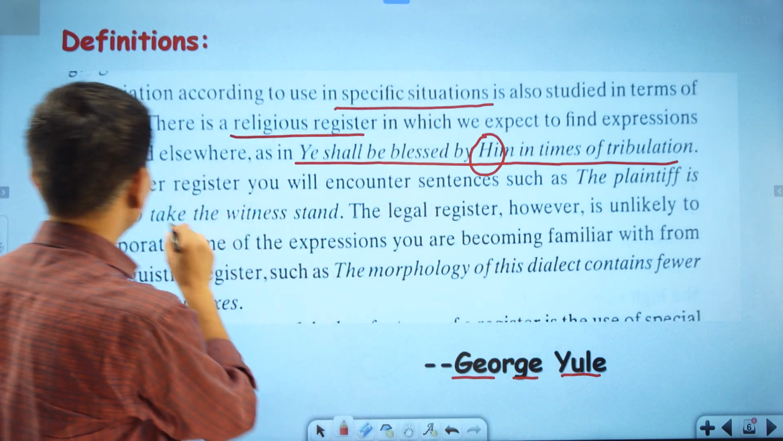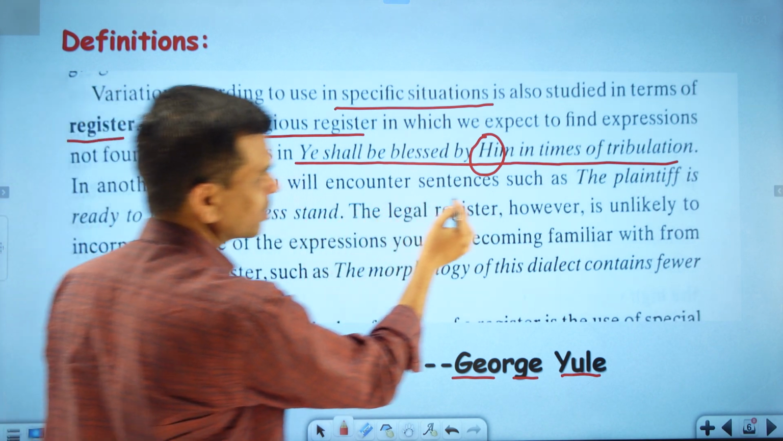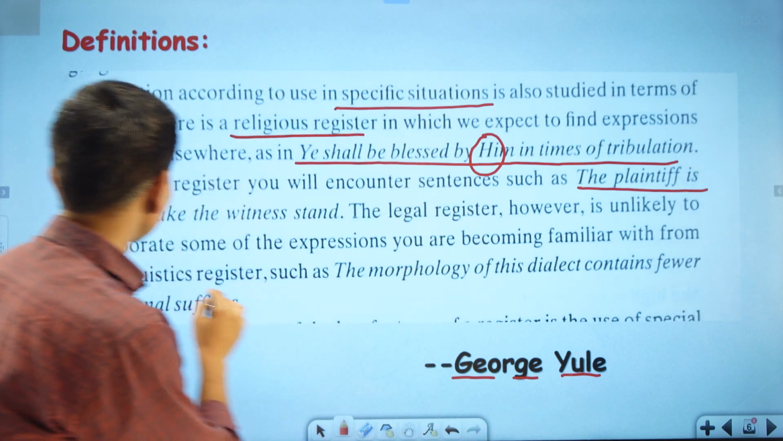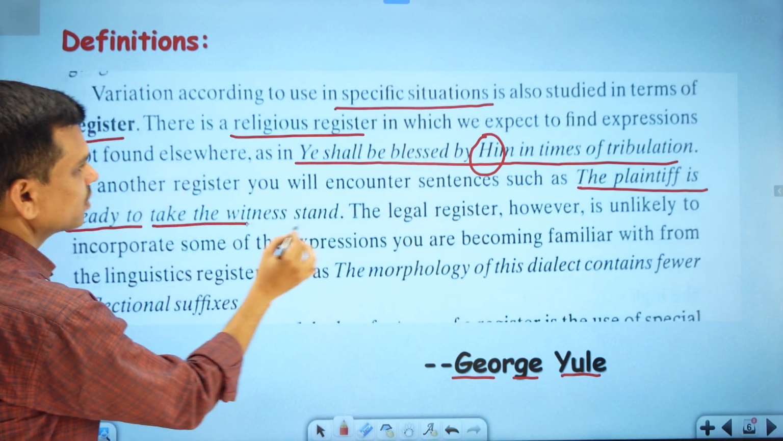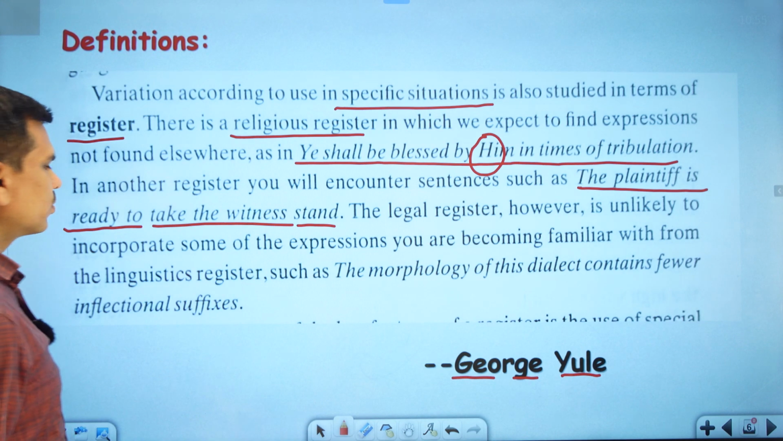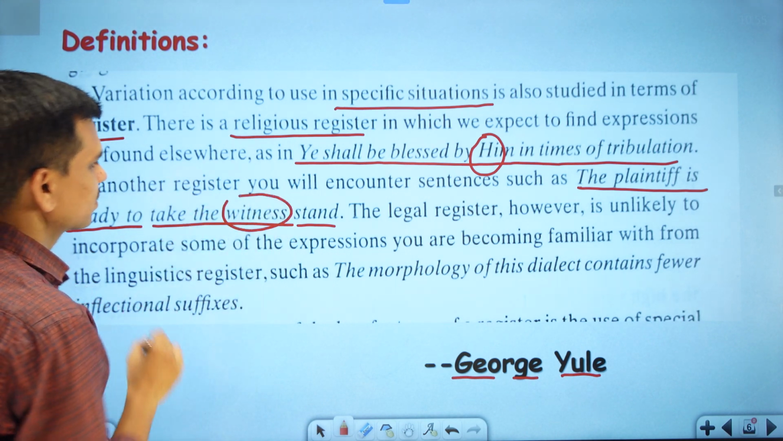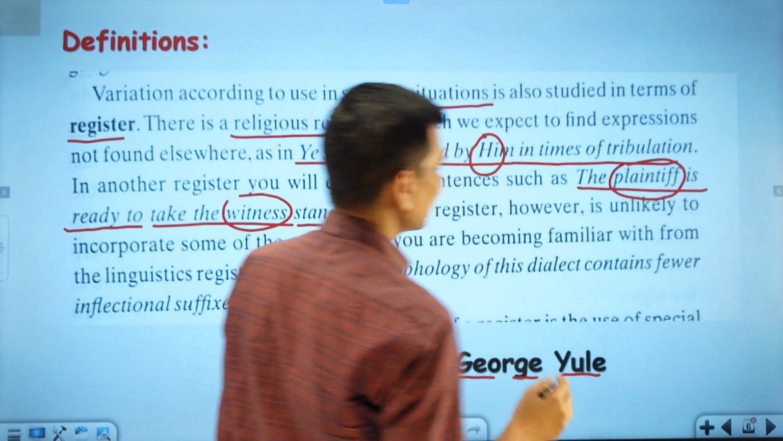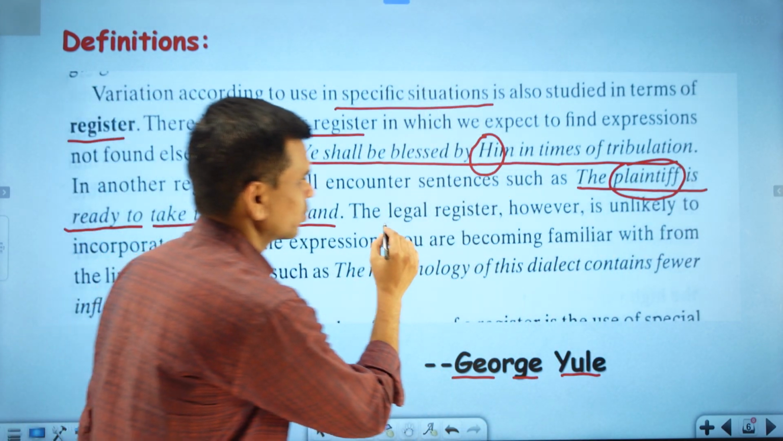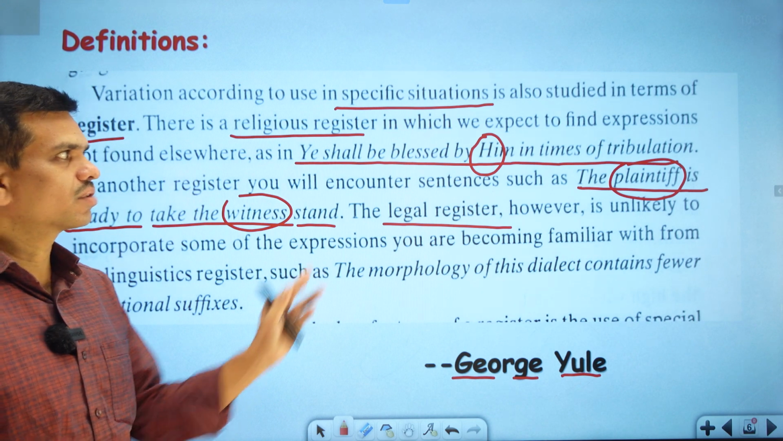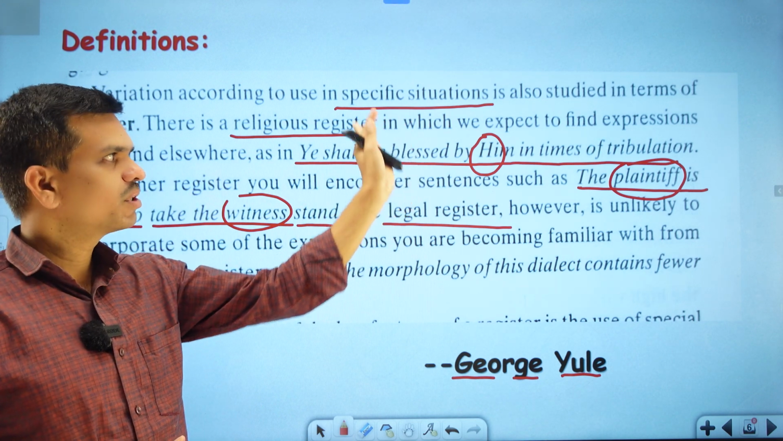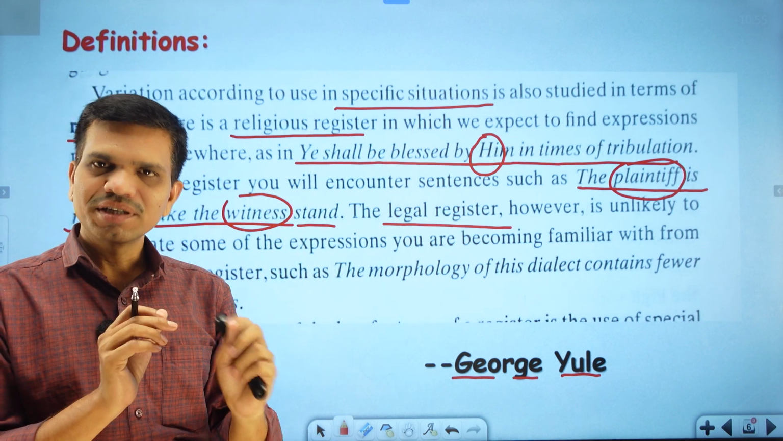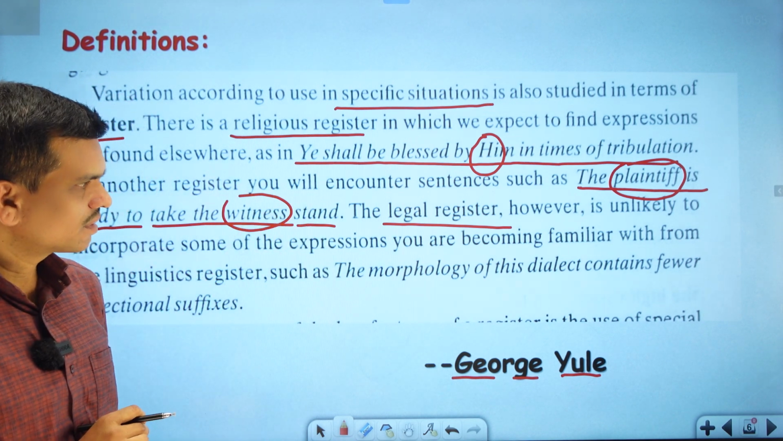Here we can find, in another register, you will encounter sentences such as "the plaintiff is ready to take the witness stand." Now we have words like witness and plaintiff. These types of words are used in legal register. This is an example of legal register. So you can find the difference between this religious register and legal register. In legal register we have a particular vocabulary and particular sentence structure.